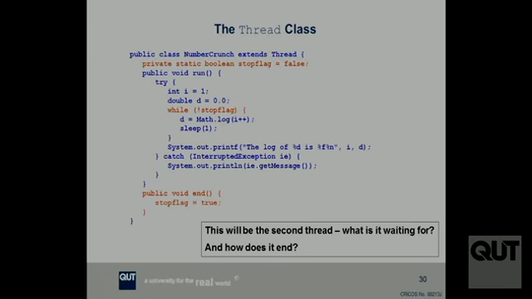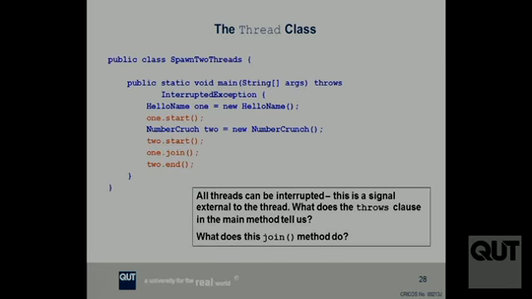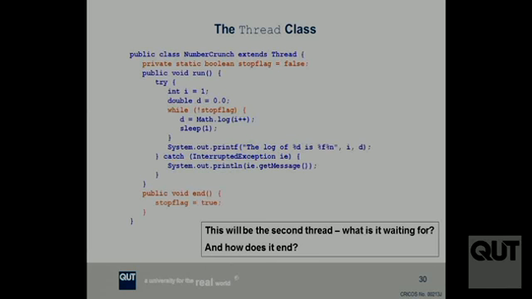We move on a little bit further. And here we've got this thing called number crunch extends thread. So just jump back up to the main program. We had one thread called hello name, and we had another thread called number crunch. So there are two different types of threads. Hello name we've already seen, number crunch. What's going on here? What's it waiting for and how does it end? Well, the first thing you note is that this one has an end method. That's in red down the bottom.